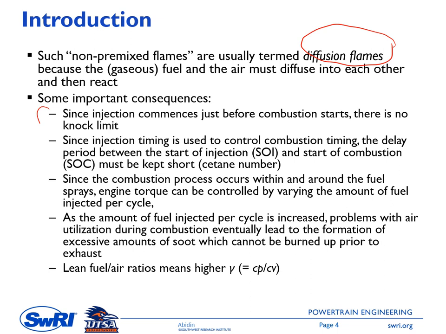And then the second one is that since the injection timing is used to control the combustion timing, it is required that the ignition delay be kept short. That's why there is a parameter used to determine the reactivity of diesel fuel, which is called the Cetane number. And since the combustion process occurs within and around the fuel spray, the engine torque can be controlled by varying the amount of fuel injected per cycle, as I already mentioned previously.